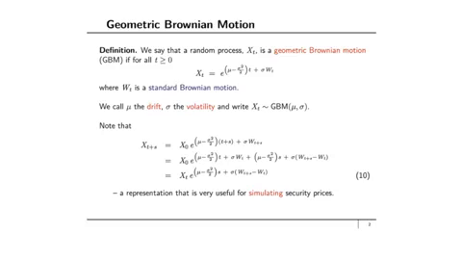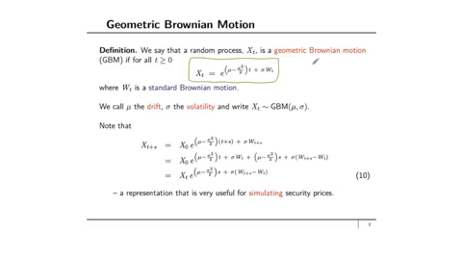We say that a random process X_t is a geometric Brownian motion if for all t, X_t is equal to e to the (mu minus sigma squared over 2) times t plus sigma W_t, where W_t is a standard Brownian motion. We've discussed Brownian motion in a separate module, so you can look at that module to remind yourself what a Brownian motion is.